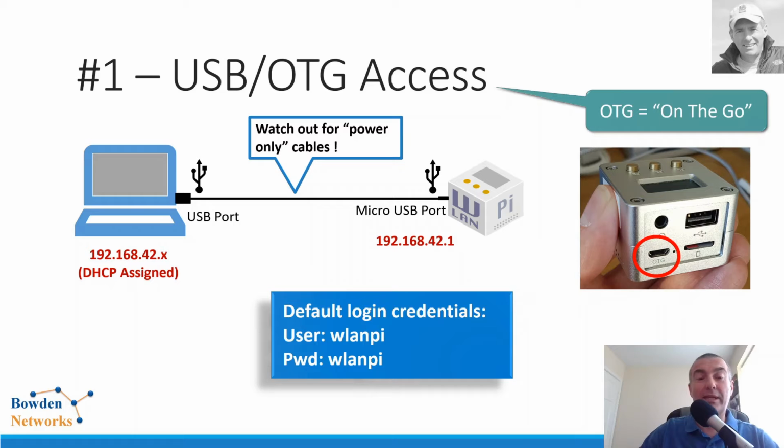The way it tends to manifest itself is that when you plug the cable in, you don't see an additional interface spring into life on your laptop, and we'll take a look at that in the demo. So once we've got this set up, we'll SSH from our laptop into the WLAN Pi, and we've got access to the command line of the WLAN Pi and all of the Linux goodness that we've got in there.